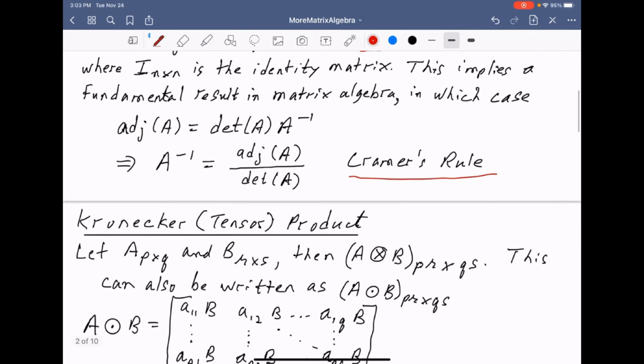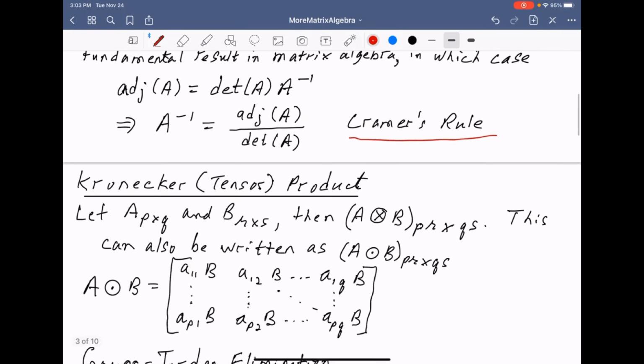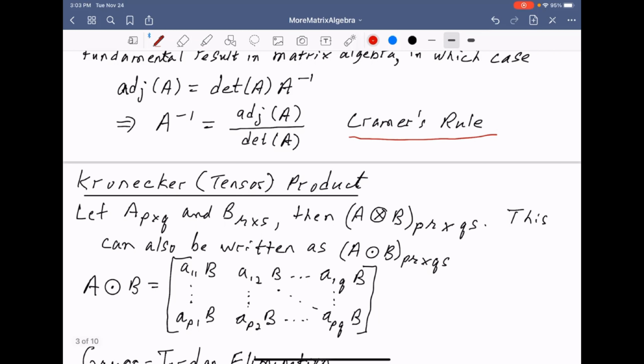A second thing that we want to look at is the Kronecker or tensor product. We let A be a P by Q matrix and B an R by S matrix. Then A tensor product B is a PR by QS matrix. Note that this can also be written as A with a circle with a dot in it, B. And it too is, of course, a PR by QS matrix.